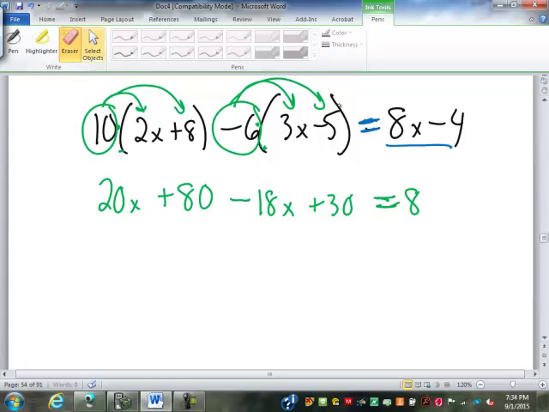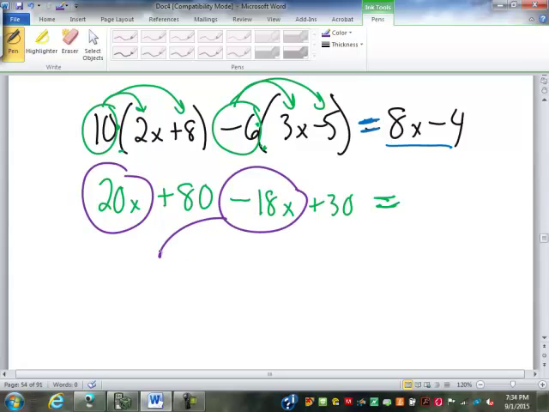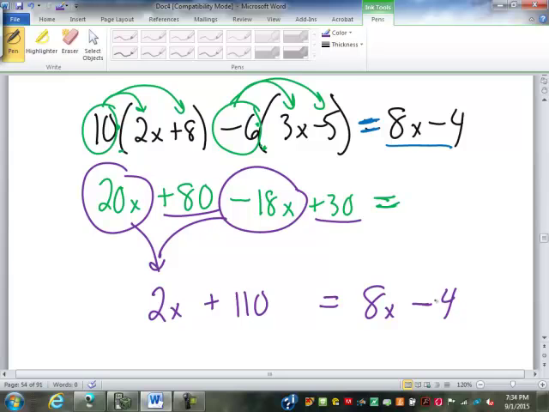I don't need to put the other side up there yet. Anything else I can reduce or combine on this side? We've got 20x and negative 18x make 2x. 80 and 30 make 110. Now we've reduced everything we can on that left side. On the other side, the 8x minus 4, there really isn't anything to do with that so far.